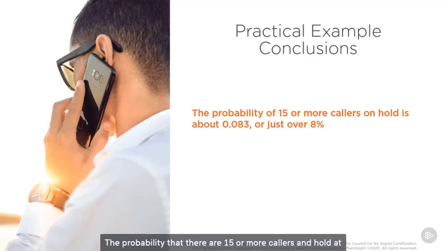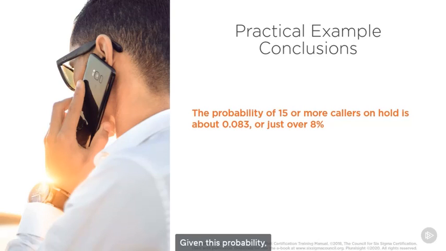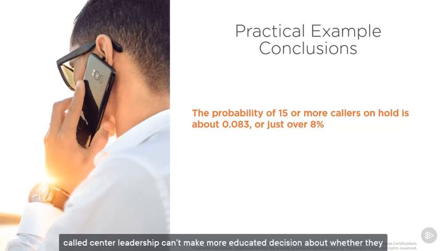The probability that there are 15 or more callers on hold at any given time is about 0.083, or just over 8%. Given this probability, call center leadership can make a more educated decision about whether they want to pay for more staff or take a risk at hitting the higher call volume and having to play catch up for the rest of the shift.